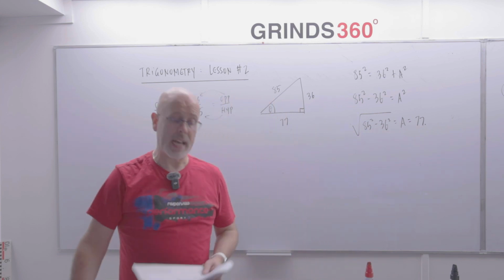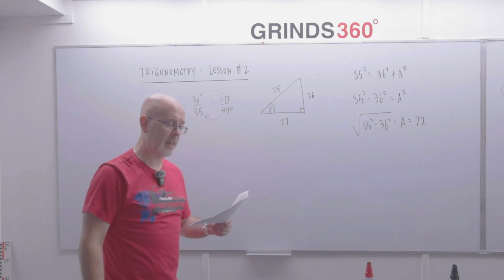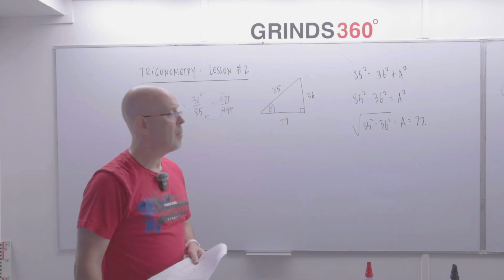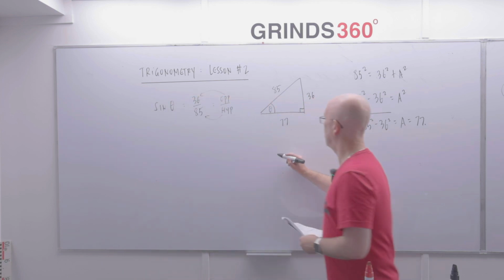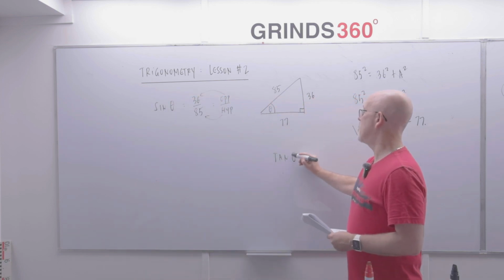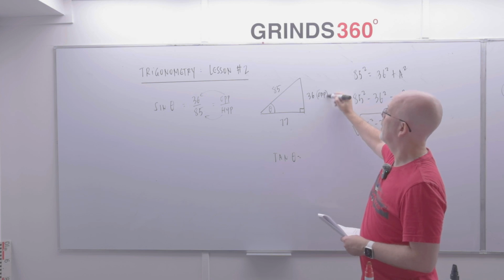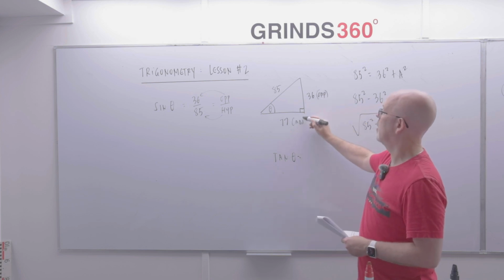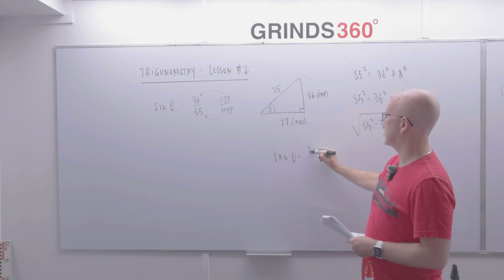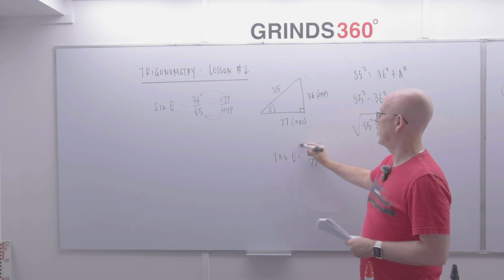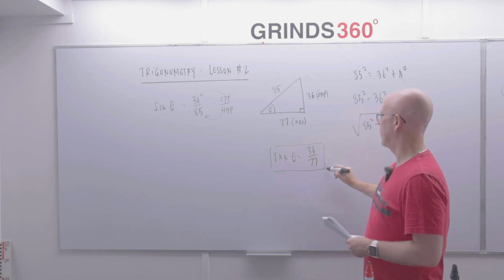And now that I know that, writing down tan theta is not a problem. Because remember, tan theta, we know, is opposite over adjacent. This is the opposite here, and that's the adjacent that we just found there. So tan theta, opposite over adjacent, is 36 over 77. And that's my answer.